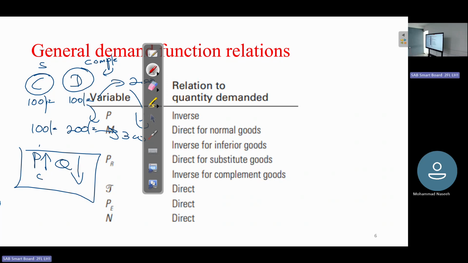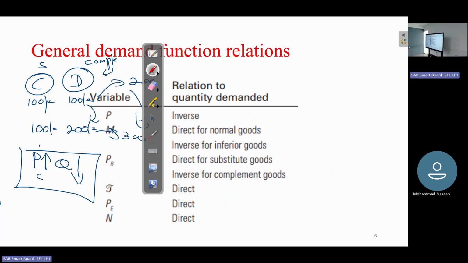Clear? The inferior product and normal product, define them. A normal product is a product whose demand will increase when the consumer's income increases. An inferior product is a product whose demand will decrease when the consumer's income increases. Clear? Other than that, the other three demand elements are very easy.